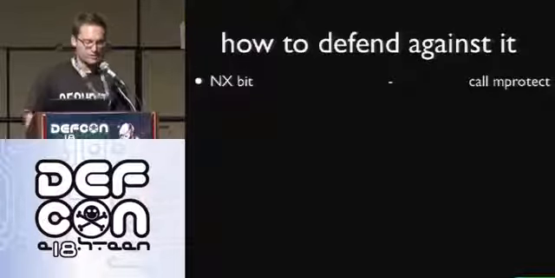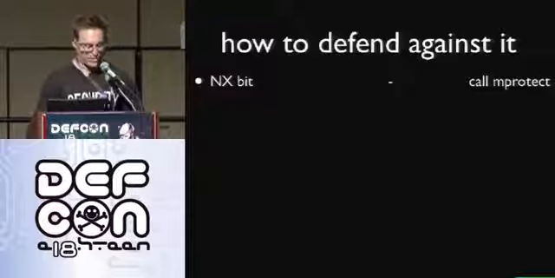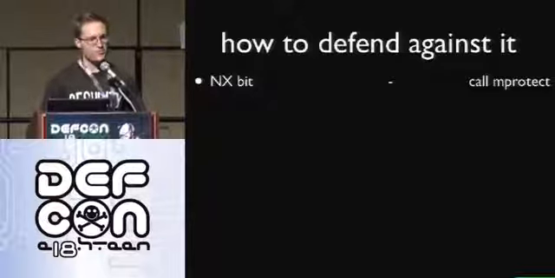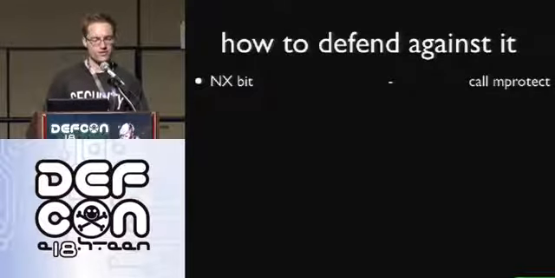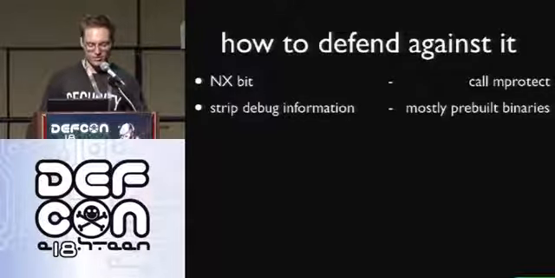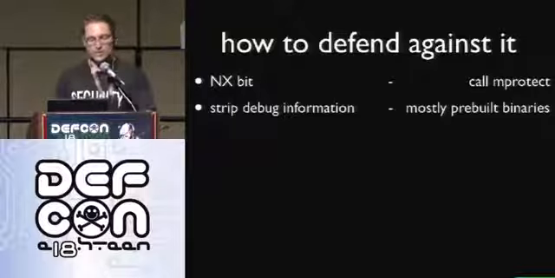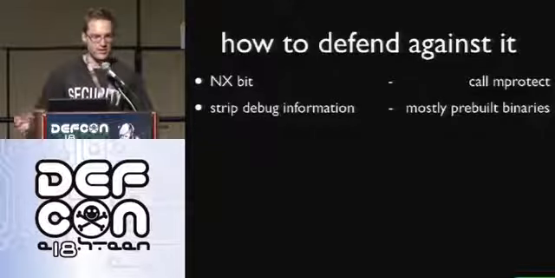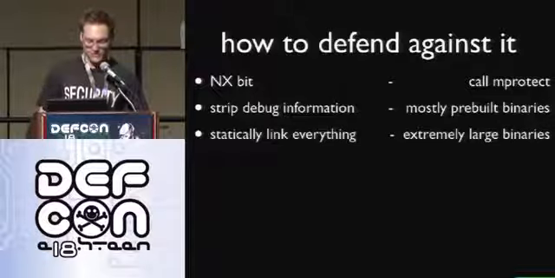So I'm sure you know about the NX bit, the no execute bit. That's cool, but if we just load our DSO, our DSO can just call mprotect and say, hey, this page that was not execute, just make it execute. So that doesn't really help us. You can strip out debug information, but most people just use pre-built binaries. Most people just use whatever comes with their distribution of Linux. So I can just get that VM, download the debug symbols, and figure out all the offsets myself.